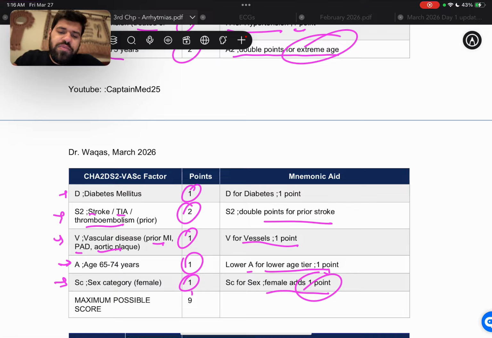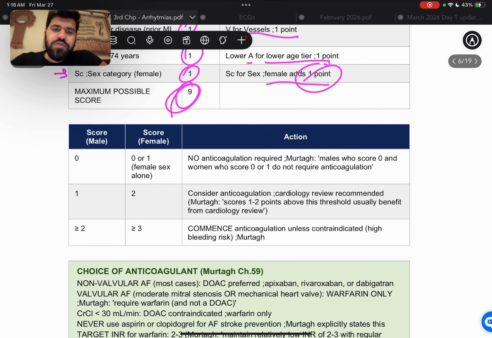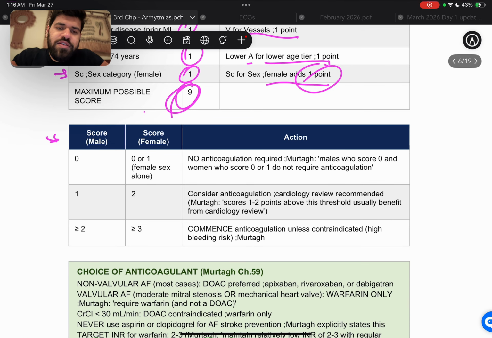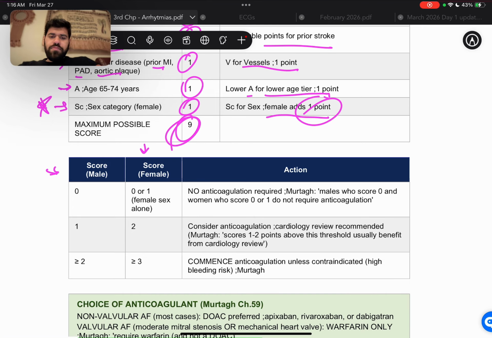Then maximum possible score is 9 for CHA₂DS₂-VASc. So we're giving a score out of 9 for assessing CHA₂DS₂-VASc. So the score for male and female is different because of the gender factor. So in male, if it's 0, and for female, if it's 0 or 1, then no anticoagulation is required. All right. And if for male it's 1 and female it's 2, then we consider anticoagulation.